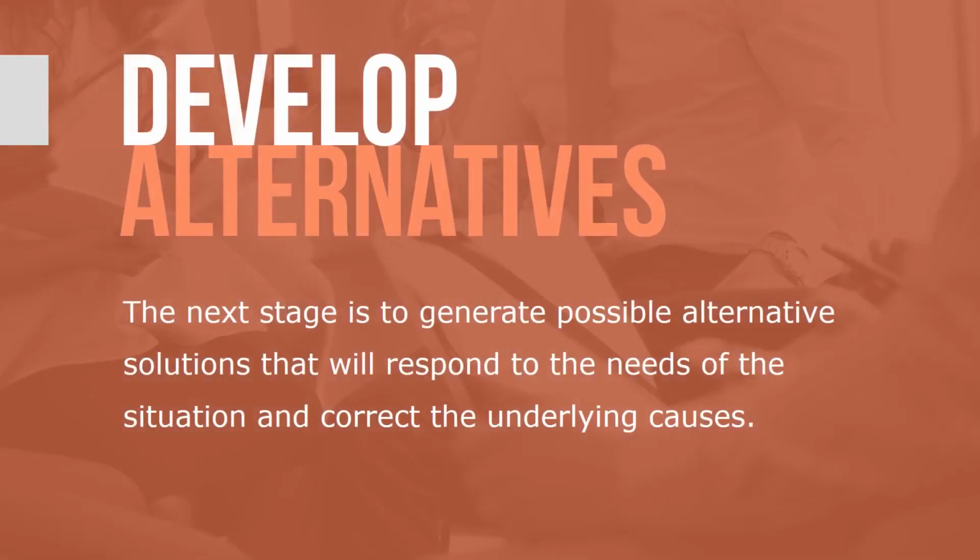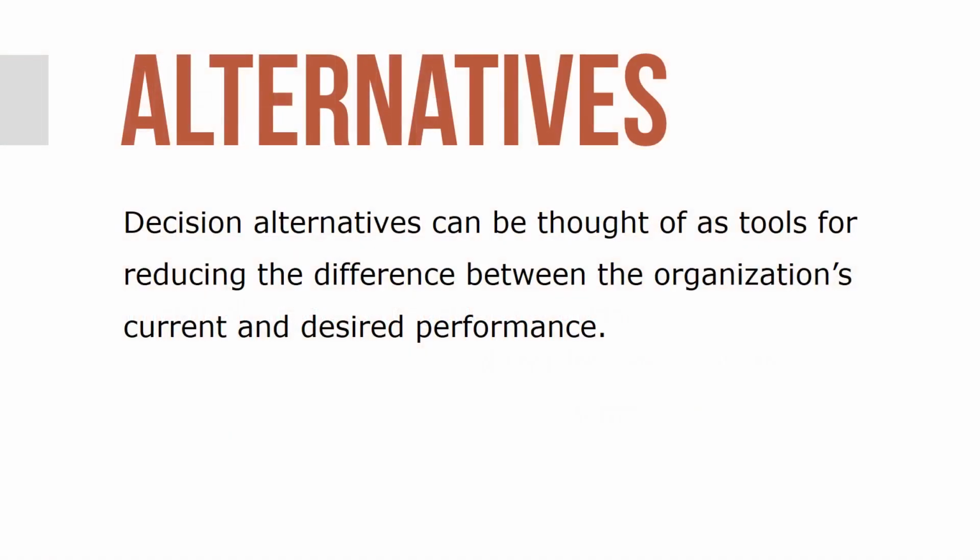The next stage is to generate possible alternative solutions that will respond to the needs of the situation and correct the underlying causes. Decision alternatives can be thought of as tools for reducing the difference between the organization's current and desired performance. Smart managers tap into the knowledge of people throughout the organization and sometimes even outside the organization for decision alternatives.